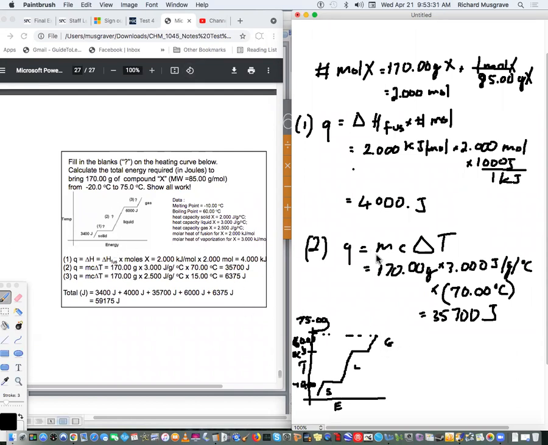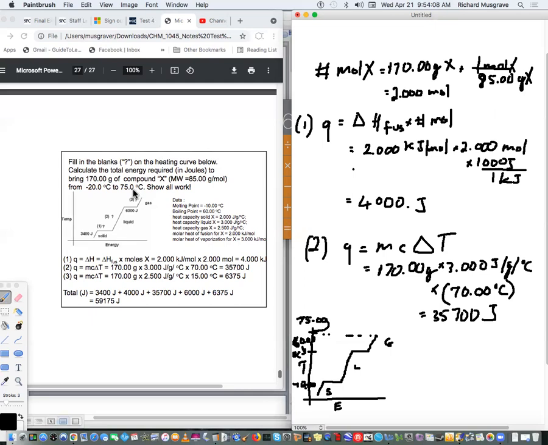Okay, so you've got the mass, which is the mass of the compound, 170.00 grams. You're okay with that, Joseph? Yes. Okay, the C is the heat capacity of the gas, which is given here, 2.500 joules per gram per degree Celsius. Is that okay? Yes. And the temperature difference is the difference between the boiling point, which is given, 60.00 degrees, and the top value, which is 75.0. Maybe that's what's confusing you, the 75.0.